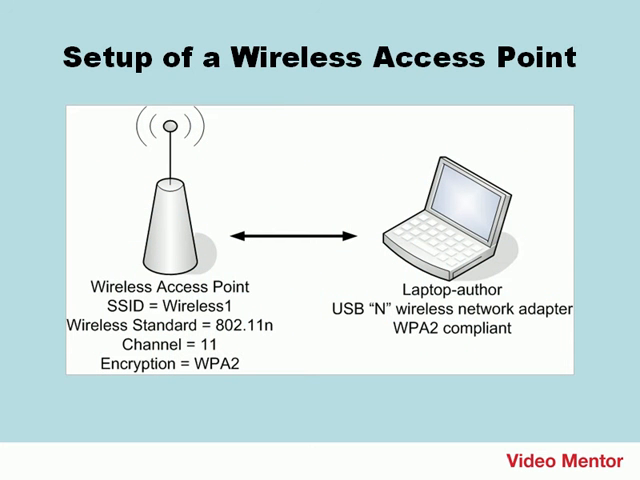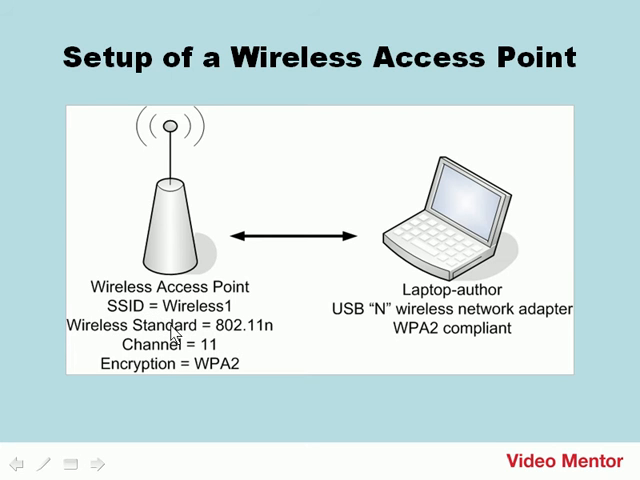Here's a basic diagram of what I want to accomplish. By writing out what you want to do, it can help to organize your thoughts and make things a little bit simpler for you when you're setting up your wireless network. And it acts as documentation later on. Here's the wireless access point, and the name of the wireless network I want to use is Wireless 1. So that's going to be the SSID, or Service Set Identifier.